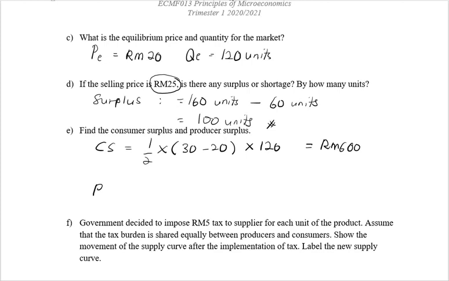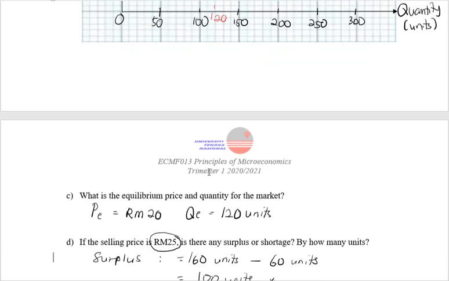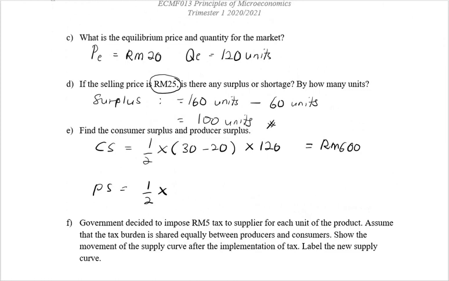Okay, producer surplus, same thing. You are going to find the area of the triangle. The height is from here to here, so 20 minus 5. The base is the same, from 0 to 120. Okay, so here 20 minus 5 times 120, and 1/2. So what you are going to get is RM 900, your producer surplus. Okay.